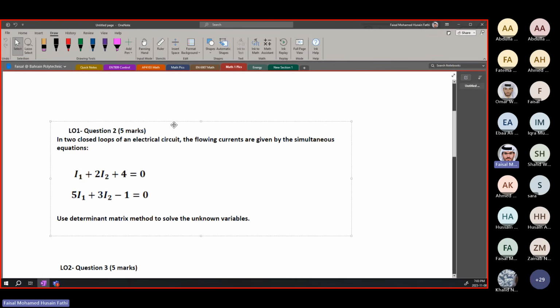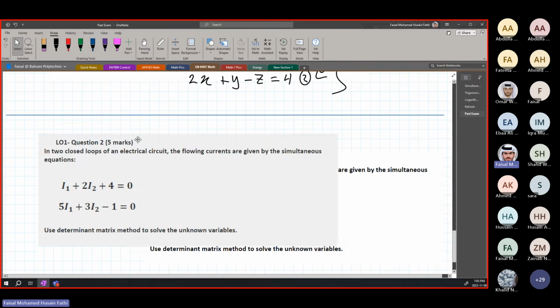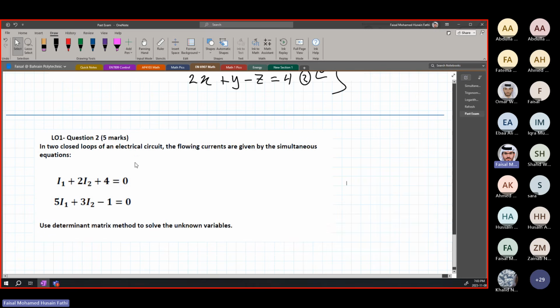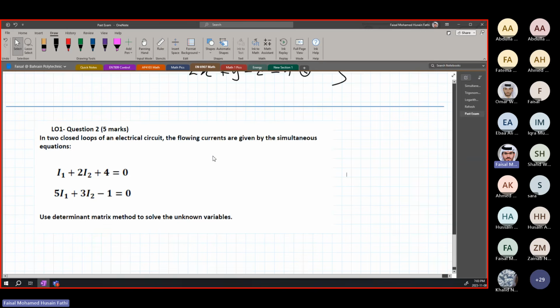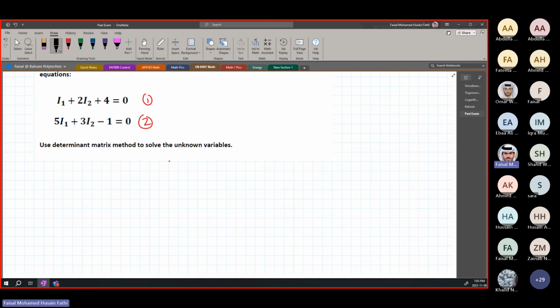Let's go to question 2. Question 2: in two closed loops of an electrical circuit, the following currents are given by the simultaneous equations. So we have equation 1 and equation 2. Okay. Use the determinant matrix method to solve for the unknown variables. So we have two equations, two unknowns.